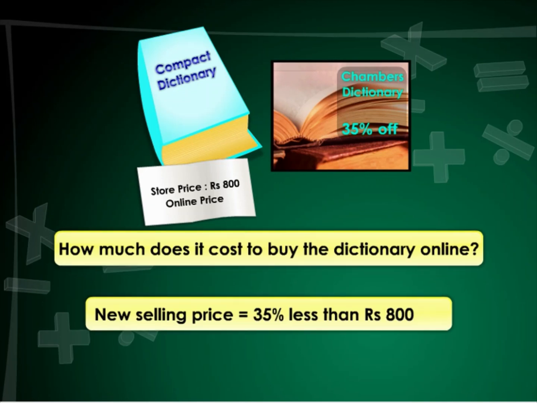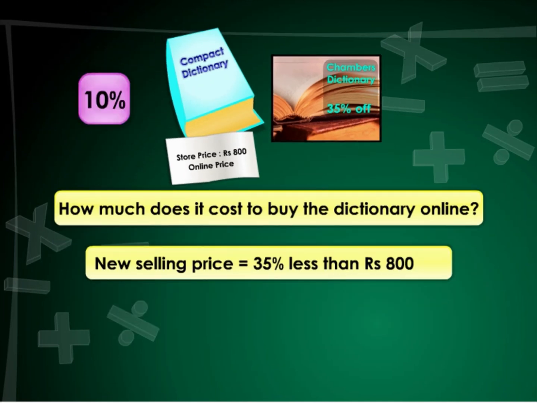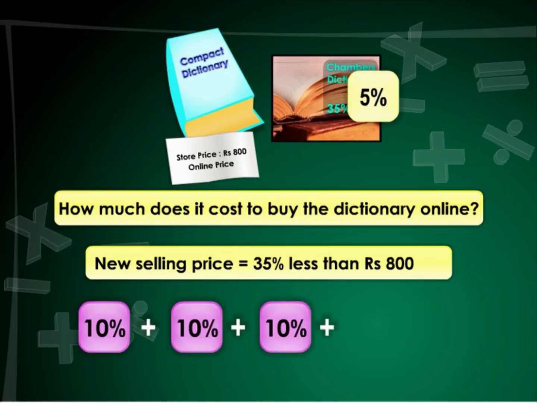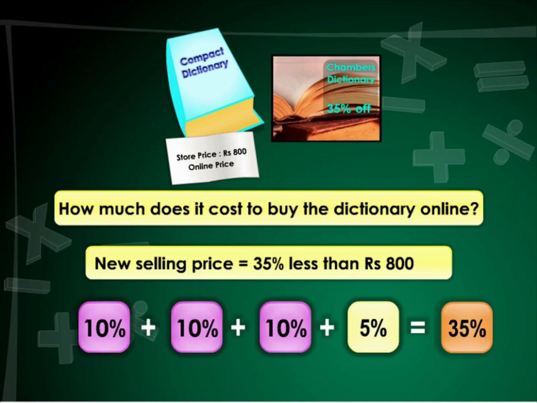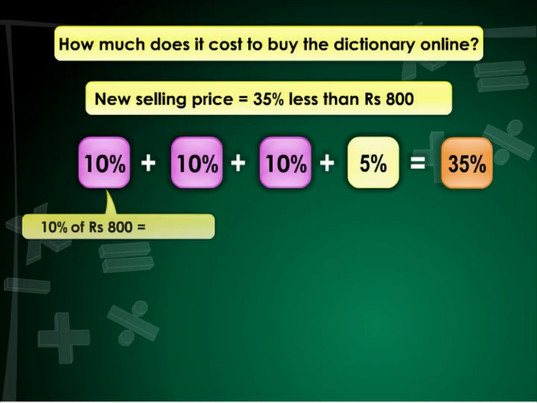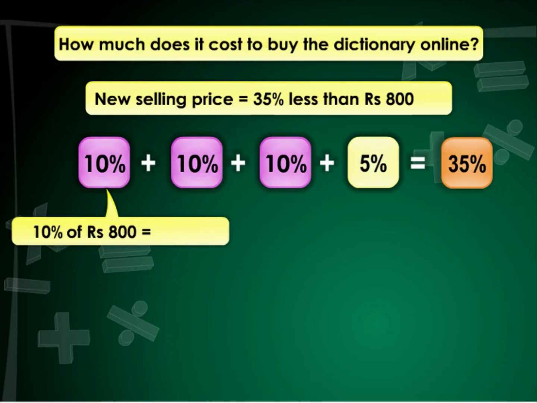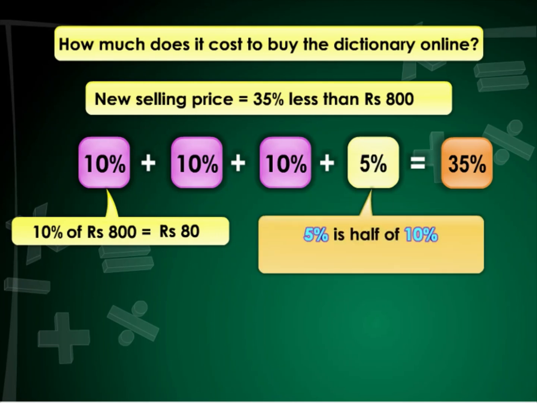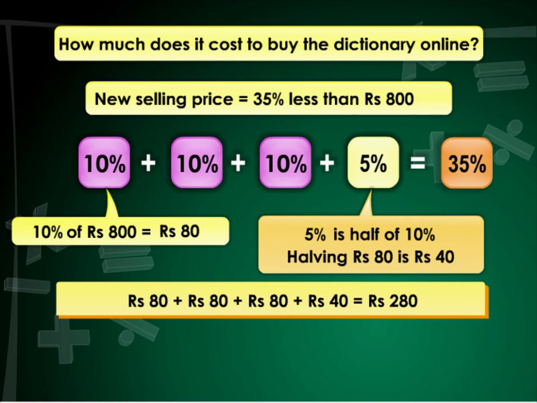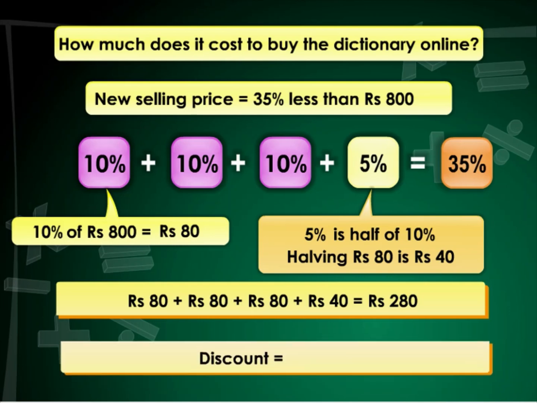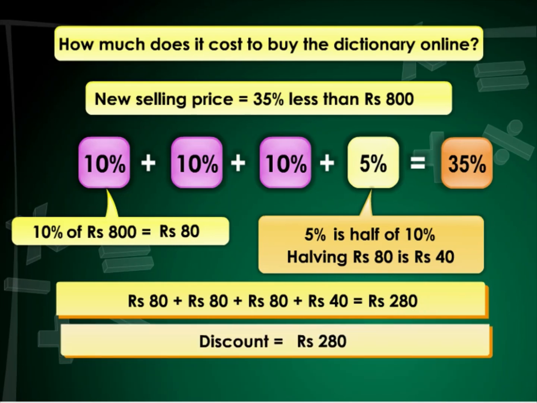The store price, which is 800 rupees, is the original price. So the new selling price would be 35% less than 800 rupees. 35% less than the original value can tell us the discount. 35% is the addition of 3 times of 10% and 5%. How much is 10% of 800 rupees? It is 80 rupees. How much is 5% of this? 5% is half of 10%. Halving 80 rupees gives us 40 rupees. Adding the value 3 times of 10% and 5% gives us 280 rupees. So the discount is 280 rupees.